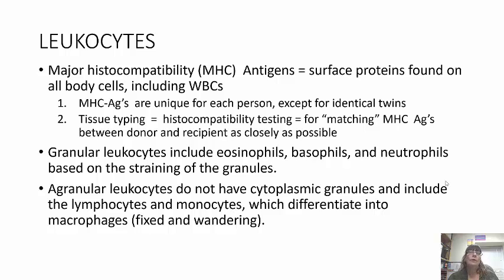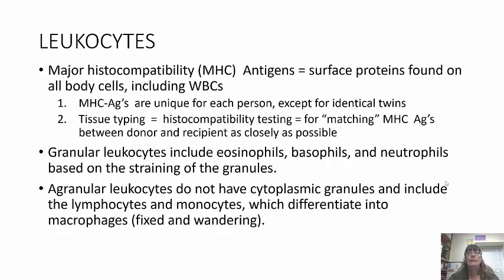This is actually what we use to do tissue typing if somebody is going to donate something to someone else. They do a histocompatibility test, and basically what they want to do is match up the antigens as close as possible, because the higher the match, the less chance there is of rejection of the organ or tissue, whatever is being donated. White blood cells come in two types, granular and agranular.